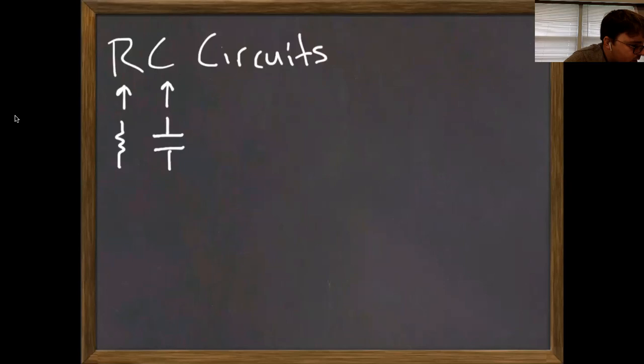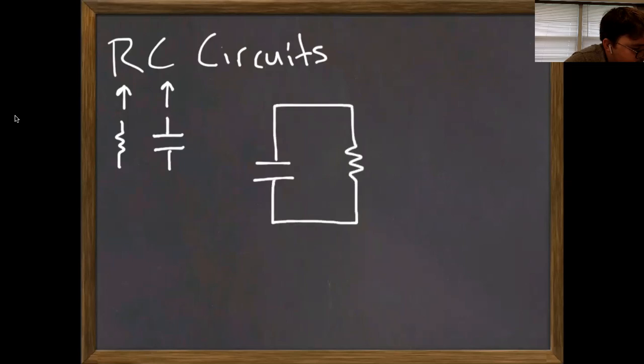So what's going to happen if we put one of these in a circuit? So let's say we have just a capacitor and a resistor, and the capacitor has some charge on it, plus Q, minus Q.